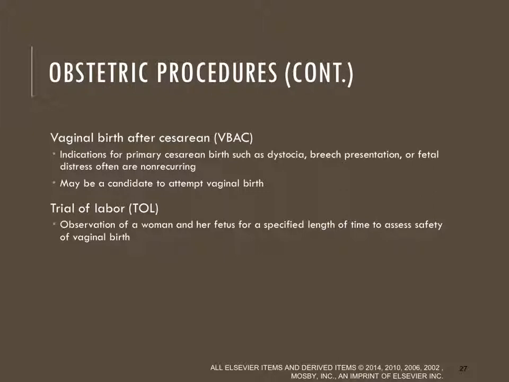The other stipulation is that mom has to have had a low transverse uterine incision done when she had her C-section. She cannot have that classic incision and be able to VBAC. The major complication and risk for mom if she does VBAC is the potential for uterine rupture.